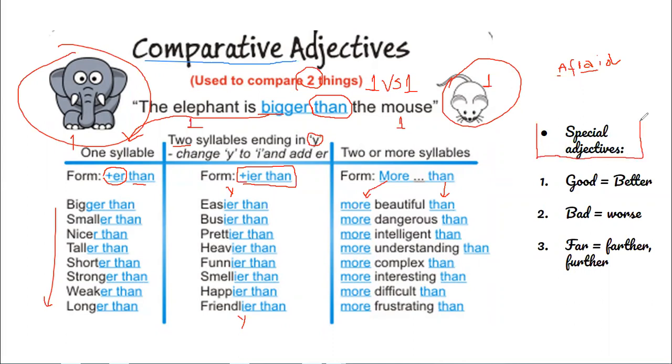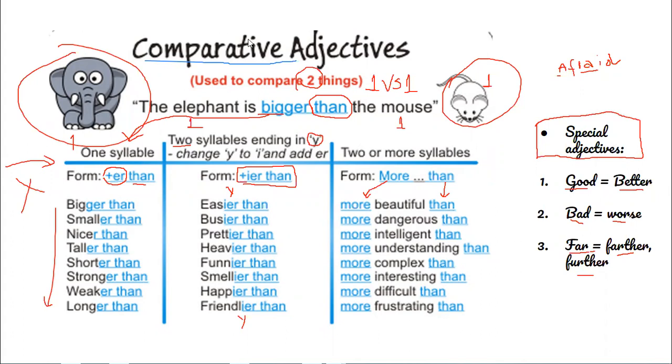And these special adjectives, at first sight, a primera vista, at first sight, you can see that they have one syllable. Good, one syllable. Bad, one syllable. Far, one syllable. But they do not enter here. No, because they are special. So what we do is we change them completely. Good changes for better. Bad changes for worse. And far changes for farther and further. Okay, so those are the changes that we do with the comparative adjectives.